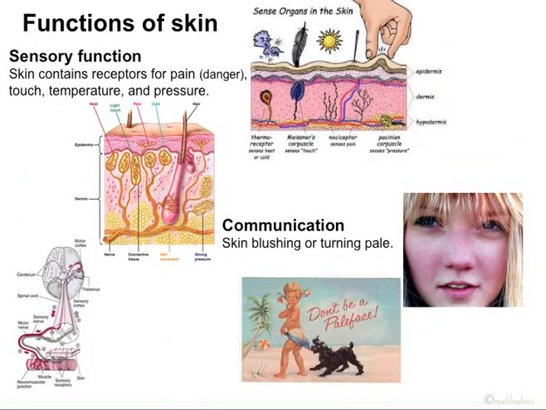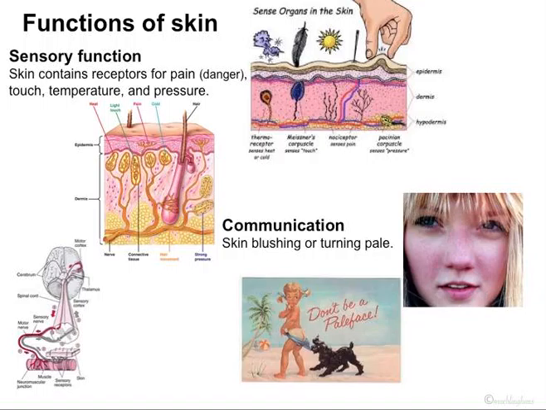Skin also has a sensory function. Skin has a lot of receptors for pain. They're nociceptors, N-O-C-I receptors. They tell us that there's a danger around. We have touch receptors, we have temperature receptors, we have pressure receptors. So touch is different than pressure. Deep pressure elicits different receptors than just when we touch the skin.